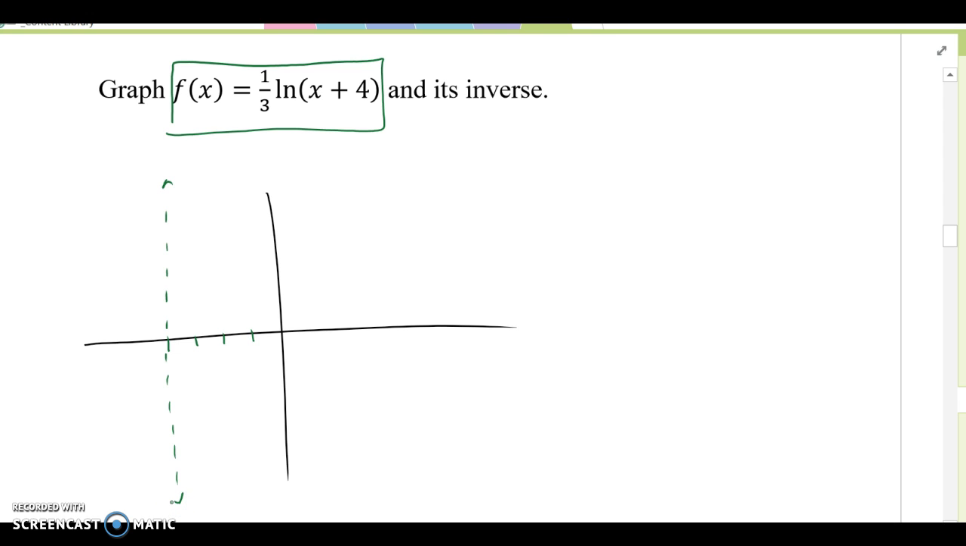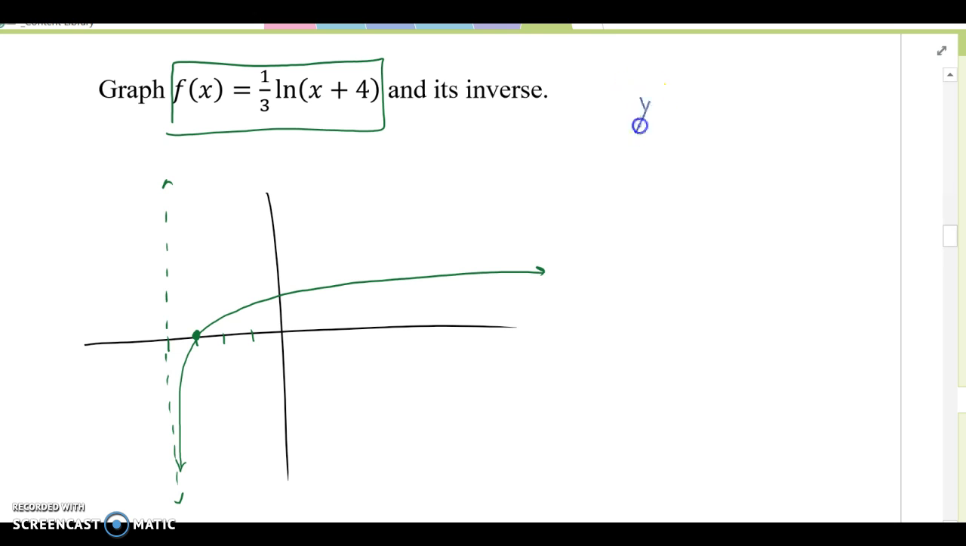And when x equals -3, that's when we're going to take the natural log of 1, or that's when we're going to cross the x-axis, because that's when we've got a 0. And then it's going to be squished vertically because of the 1/3. Still the same basic shape, just kind of squished a little bit.